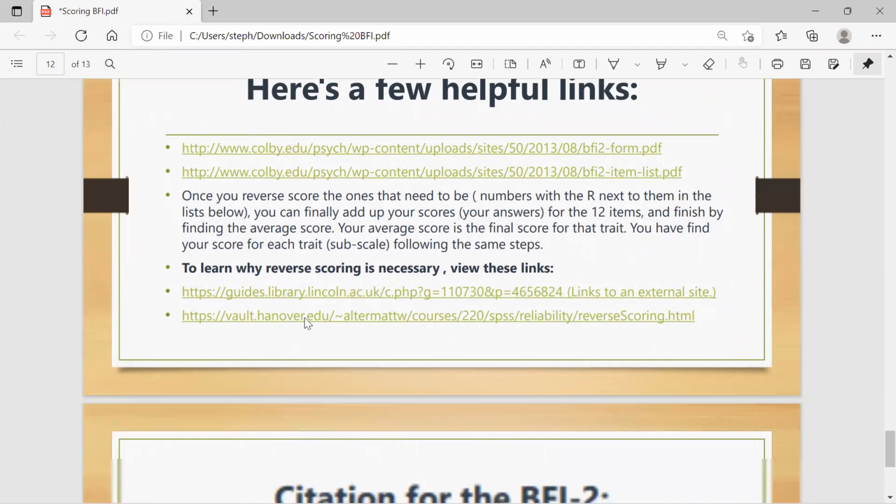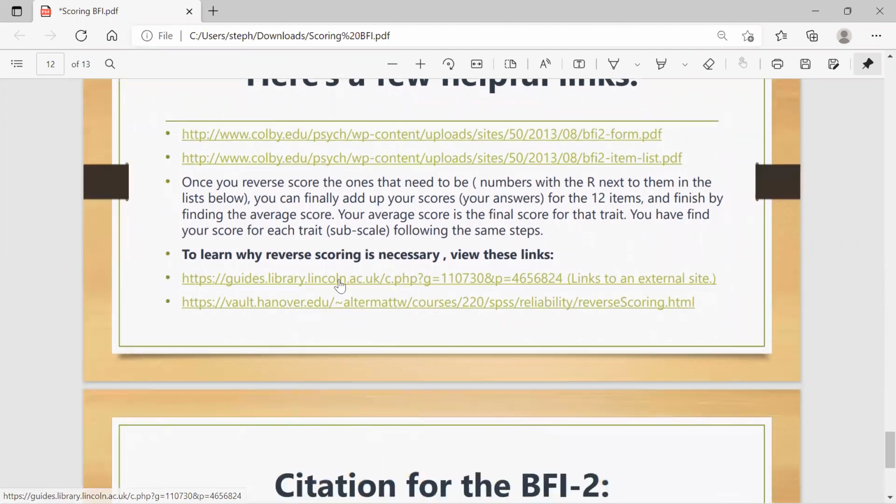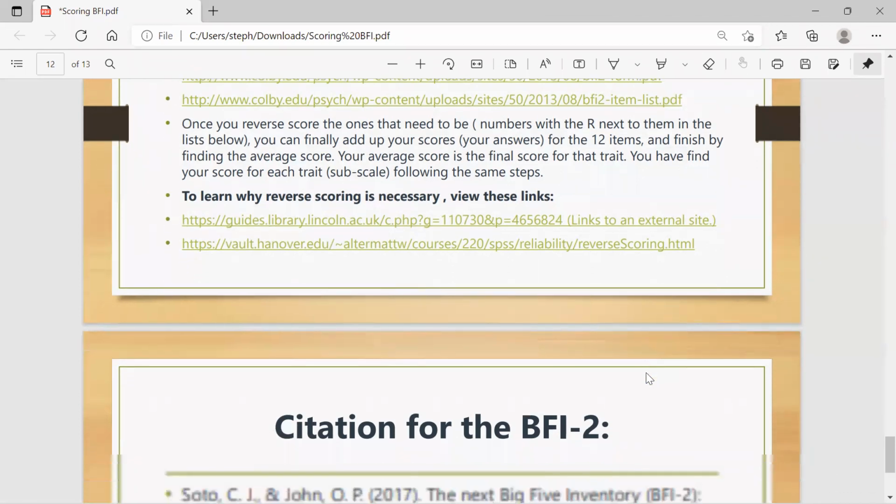I know you can't click on this right now, but I'll have the PowerPoint of this up so that you can actually go to this. Otherwise, you can just do a quick Google search, or I don't know how you would copy and paste this, but you could actually just type these into your browsers.